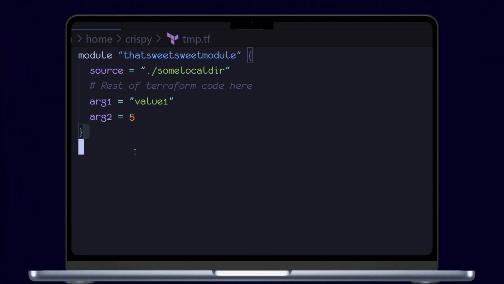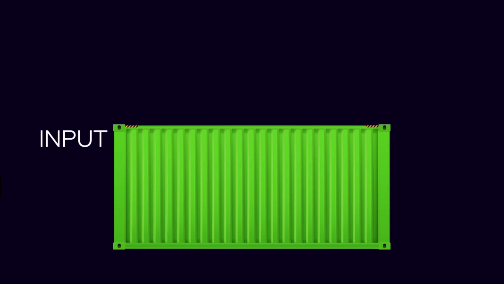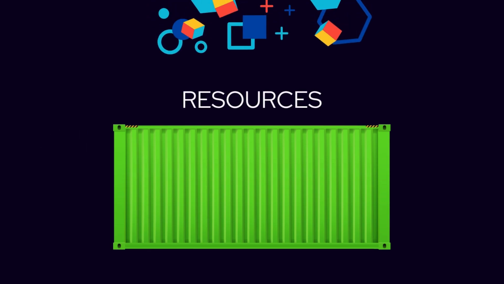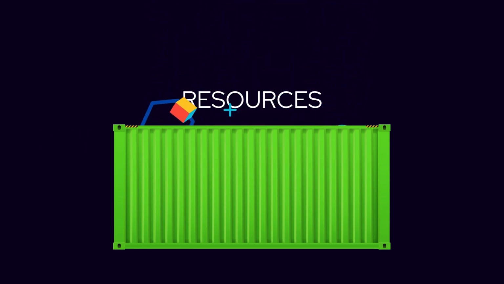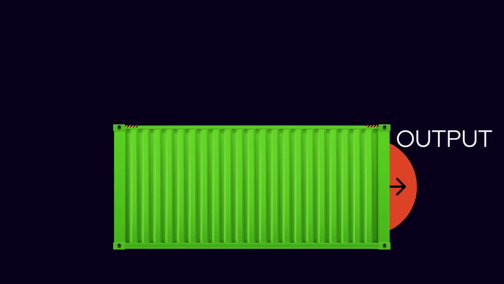Let's go over the basic building blocks of a module and how it works. Any module needs at least 3 things to be used effectively. Inputs or variables. What information are we giving the module? Resources that make use of those inputs. Outputs. What information do we get back from the module after we've provisioned everything?